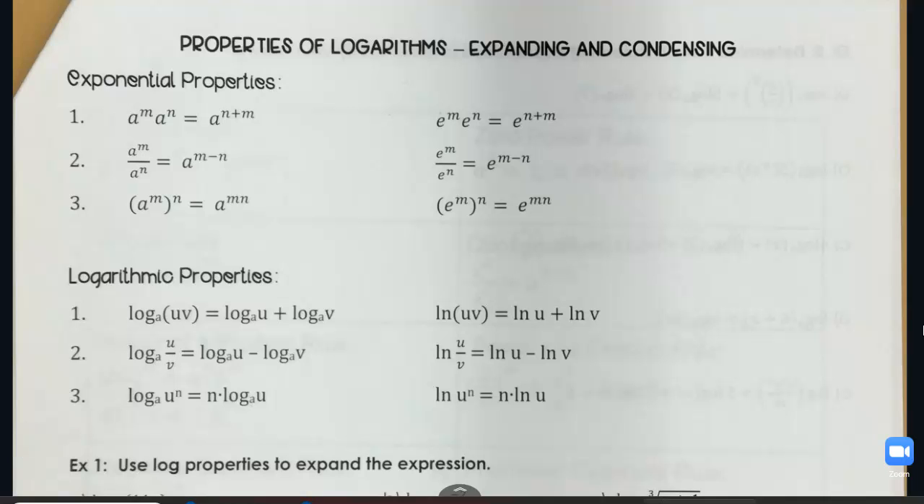Welcome back to part 2 of this lesson. We are now looking at properties of logarithms, expanding and condensing.